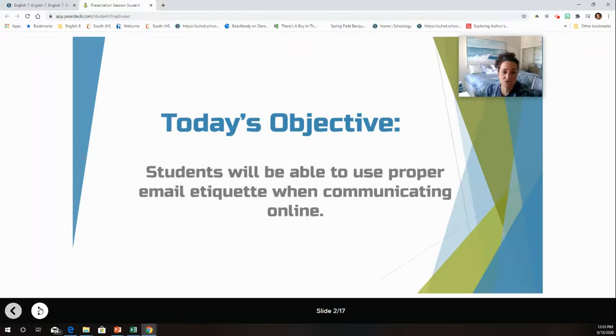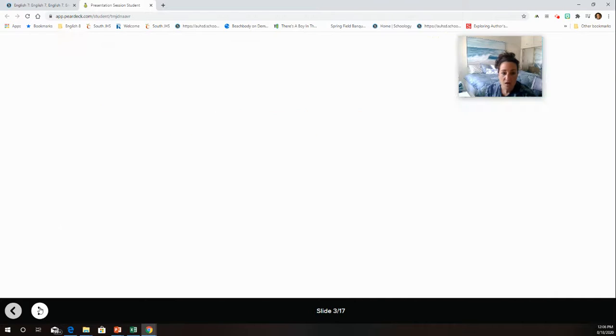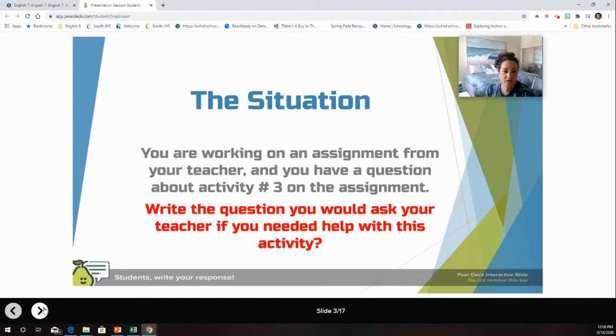I'm going to click and change the slide. It tells you what the objective is, which is basically teaching students the proper emailing etiquette when communicating online. This also goes for chats when you're in class too, as a quick reminder. So this is how Peardeck works.